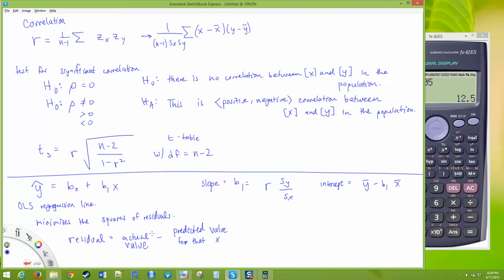Okay, so for the actual value, maybe you have 2 bedrooms and 5 closets, and according to the model, if you have 2 bedrooms, we predict 4 closets. Then your residual is 5, the actual number of closets, minus what we predicted for a place with 2 bedrooms, 4. You would have a residual of plus 1. So the residual is the actual minus the predicted value for that x.